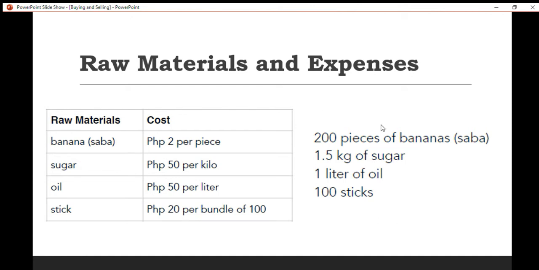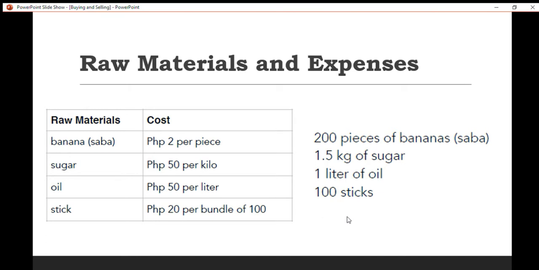And ang kailangan natin na pieces ay 200 pieces of banana. So, say 200 pieces sa isang araw ang mabebenta mo. Kailangan ng 1.5 kilos of asukal. And then, 1 liter of oil and 100 sticks. Bakit 100 sticks lang? 200 pieces yung banana kasi dalawang banana per stick. Hindi ka naman bibilhan ng banana Q kung isa lang yung banana mo na nasa stick, 'di ba?